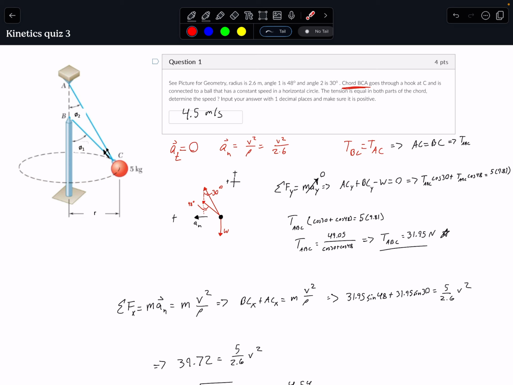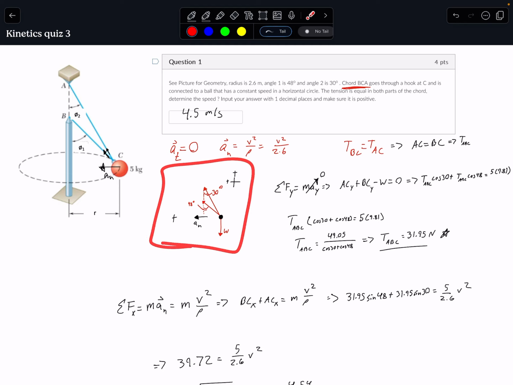So that means tangent acceleration equal to 0, but it is accelerating inward. We know that normal acceleration, or radial, is equal to the velocity squared over the curvature, or instantaneous curvature. That curvature is equal to 2.6. We also know that this is one chord, so the tension in it is the same throughout, around both parts.